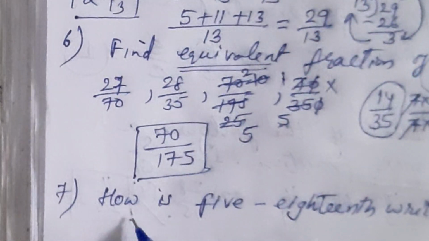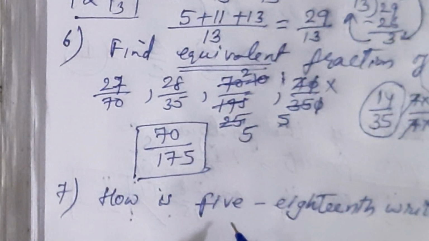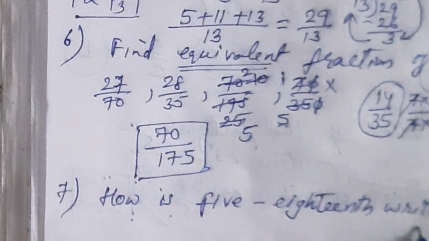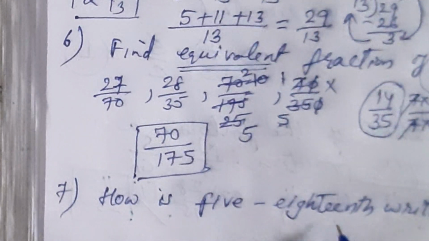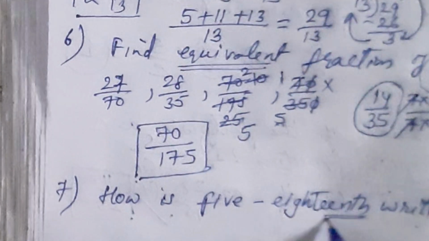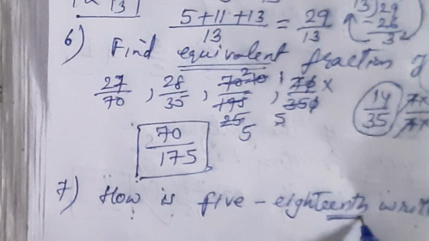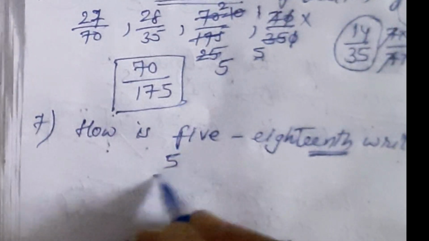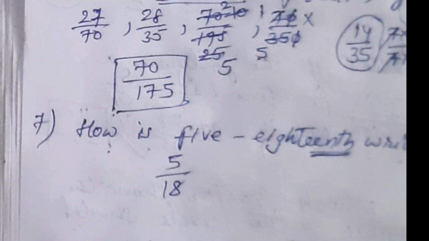Now the next question, how is 5/18th written? It's given 5/18th. Whatever the number with th, we need to write in the denominator. So it's 5 upon 18.